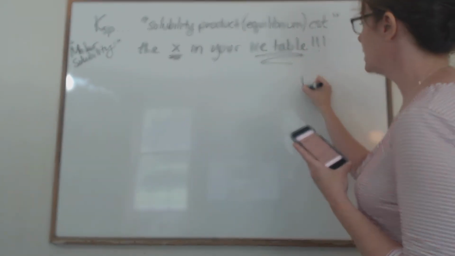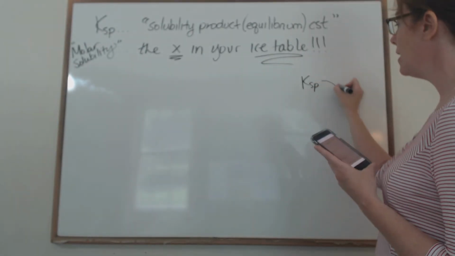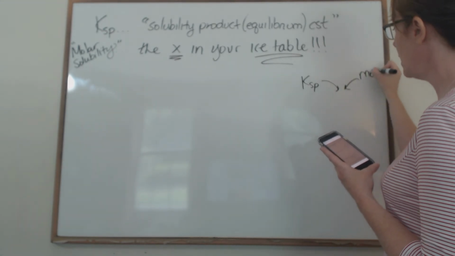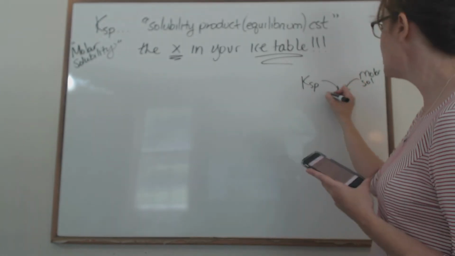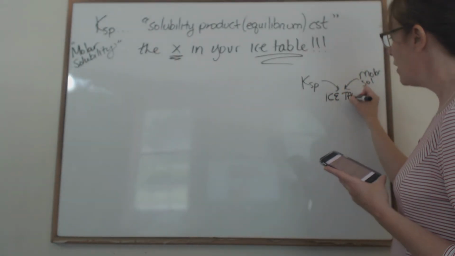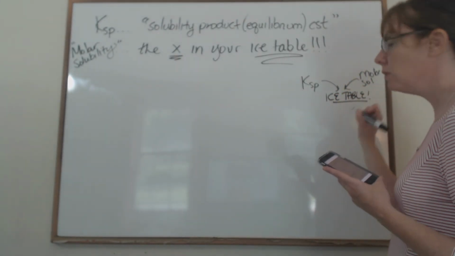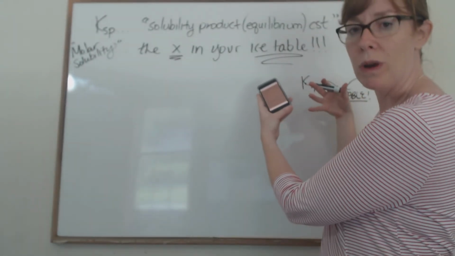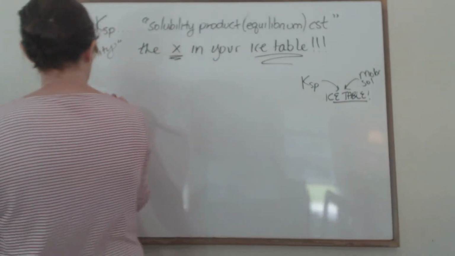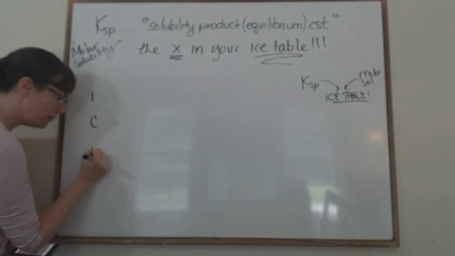Let me say it like this. There's something about KSP, and there's something about molar solubility. The way you're going to unite these two concepts is via the ICE table. Even if you don't quite know what to do, just start setting up an ICE table, because they come together when you start making one.